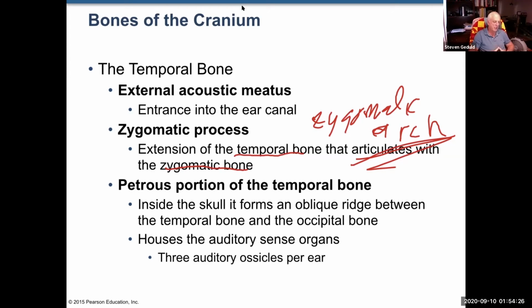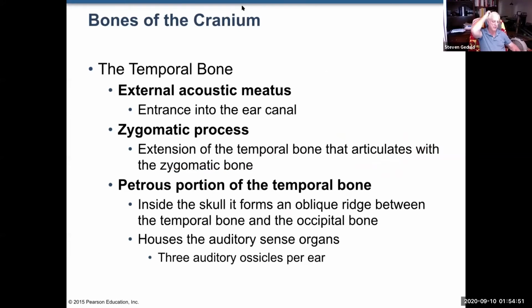You have a petrous portion of temporal bone, which is inside the skull. It forms a ridge between the temporal bone and the occipital bone. Remember, occipital bone is the very back. The temporal bone houses the auditory sense organs. It allows you hearing. The three auditory ossicles in each ear, those are three bones, the smallest bones in the human body.